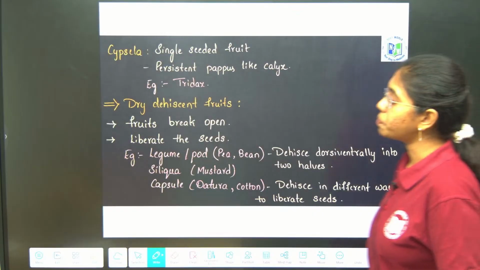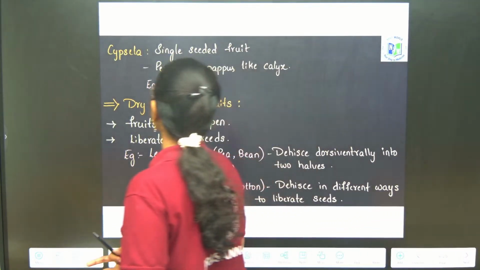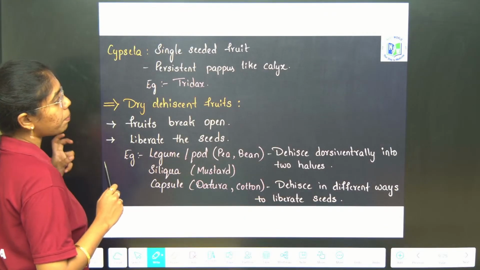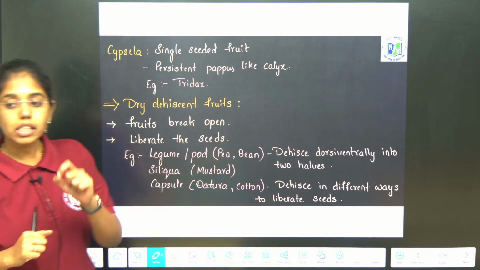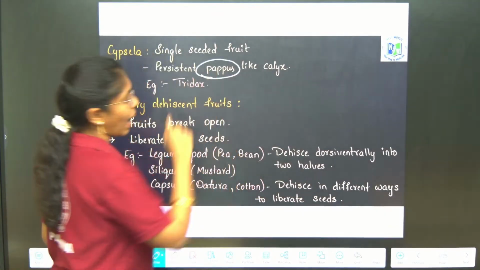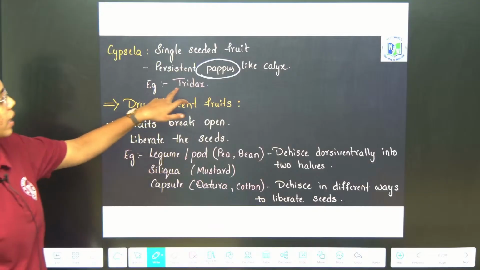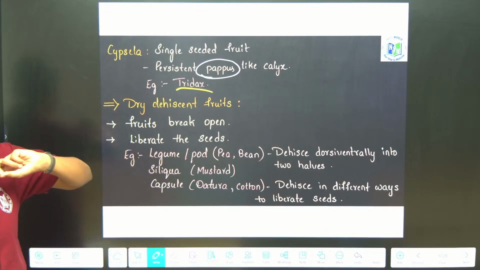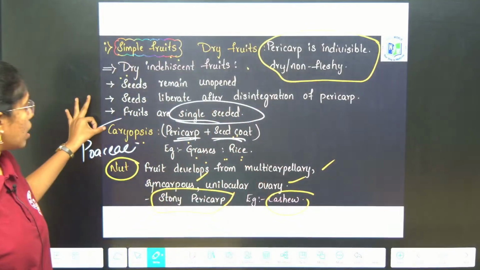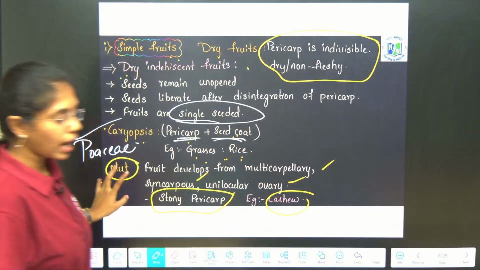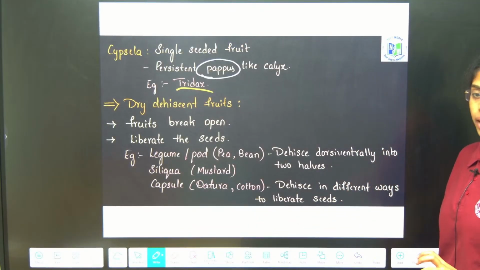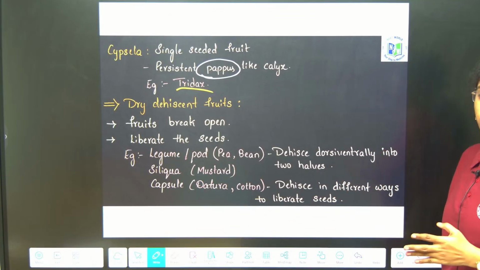Next is Cypsela under dry indehiscent fruit. These are single seeded fruits with a persistent pappus. The calyx is reduced to paper-like structures, which are called pappus. Example here is Tridax. Clear? So you have three types in dry indehiscent: caryopsis, nut and cypsela. Clear?